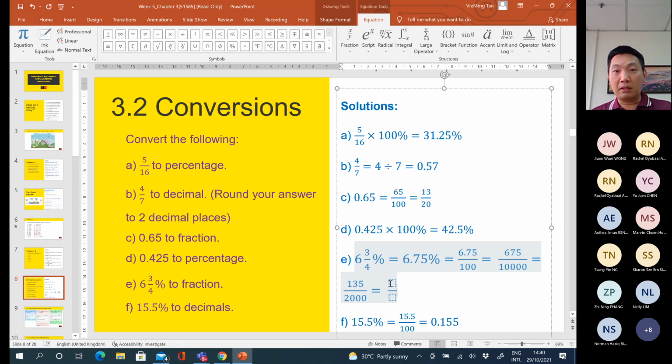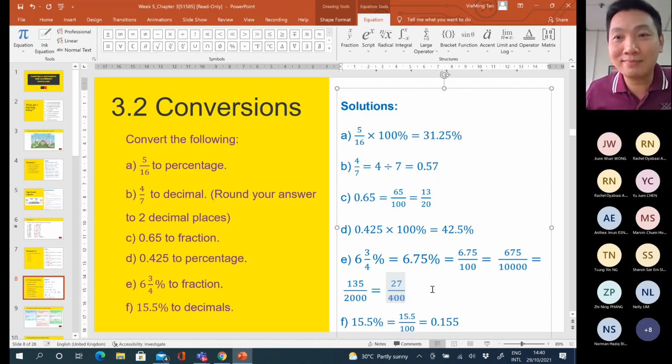If I use the manual method, this is divided by 5 again, so it's 27 for this, if divided by 5. This one is 400. Okay. I think this should be the simplest number, right? Anybody agree with this number? 27 over 400 is the simplest fraction number.